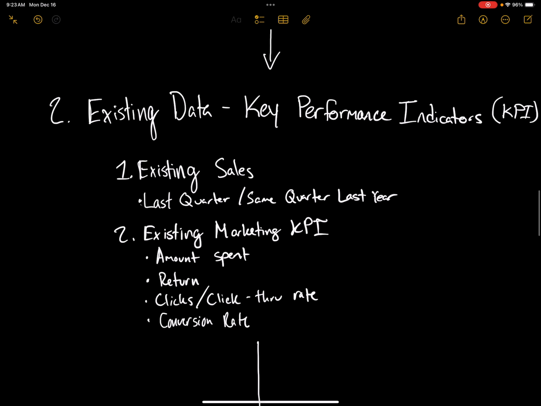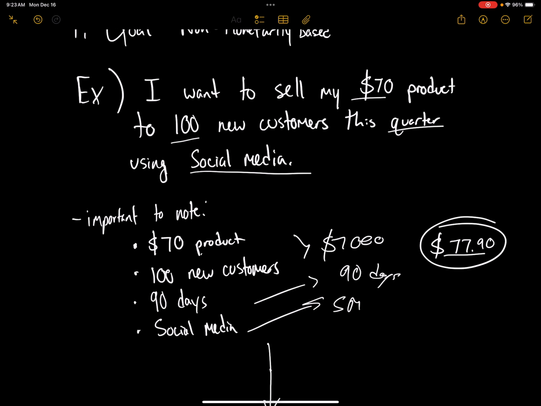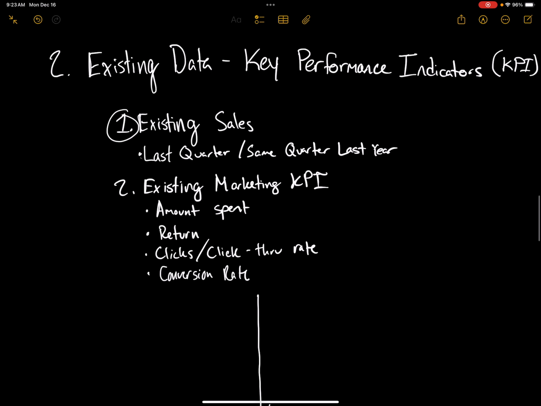We're going to look at the existing data or the key performance indicators that you might already have on hand to leverage for your business. If you don't have these KPIs handy, we're going to break down exactly how to get them right now. So the first and most important thing is existing sales. If you haven't achieved a goal like this before, say for instance, you've only ever been able to do a max of 50 new customers this quarter for the same product, right? And you did that last quarter.